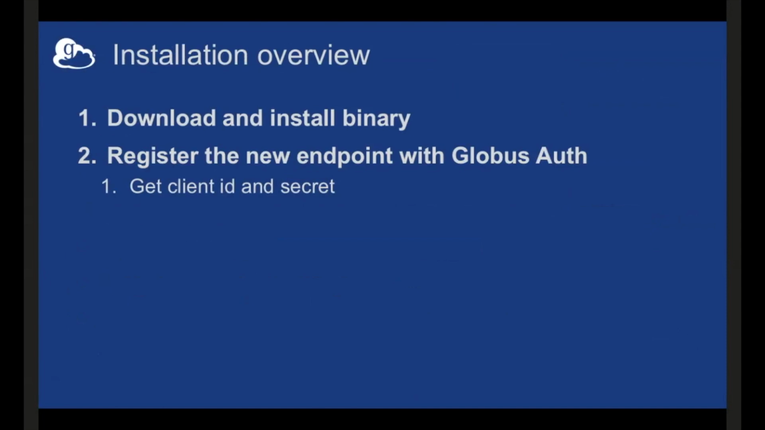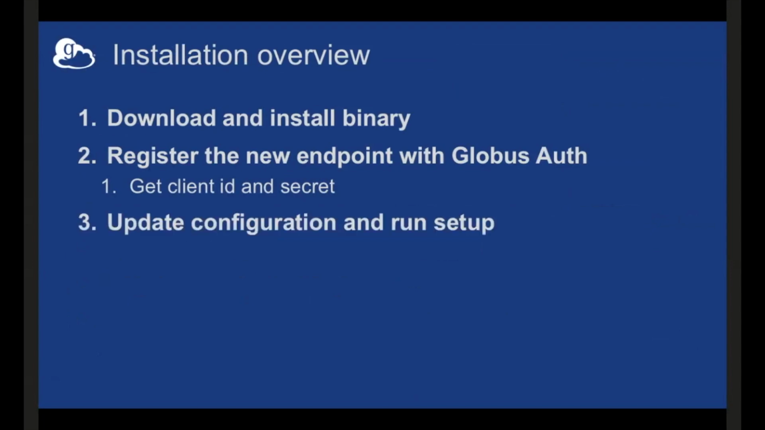And that step will yield a client ID and a secret. The client ID uniquely identifies this endpoint. So that's one additional step that you would not have done in your previous installations. So once you have that, you will update the configuration file with the client ID, secret, and a few other configuration parameters, just like you do with your version 4, and run the setup. At the end of that, an endpoint is set up.